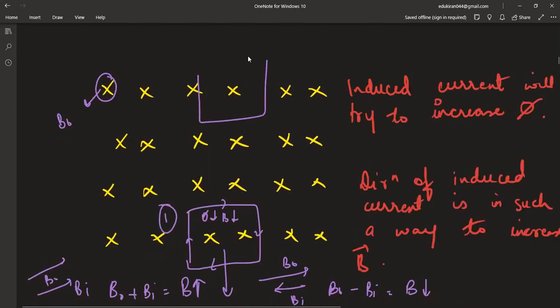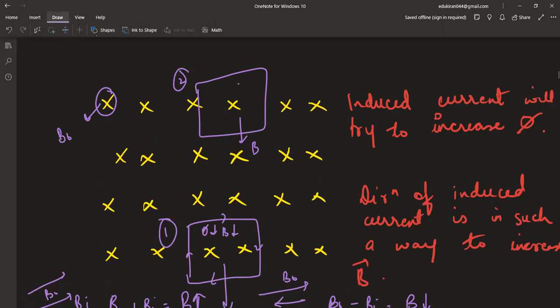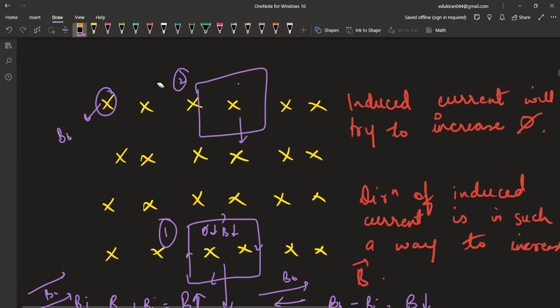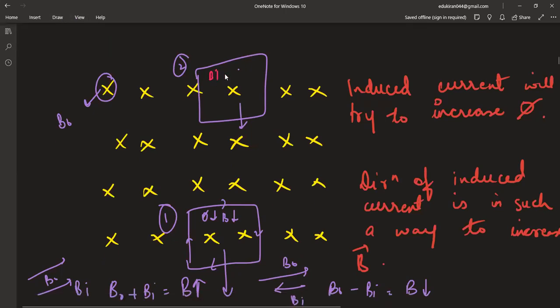Suppose I'm saying this is a coil and this is moving into it. So what is happening? This is the coil and this is moving into this. If this is moving inwards, then what is happening? Magnetic field lines will increase, flux will increase. So which case will we follow? The second one. Why? Because our aim now becomes to decrease the magnetic field, not our aim, the induced current's aim.